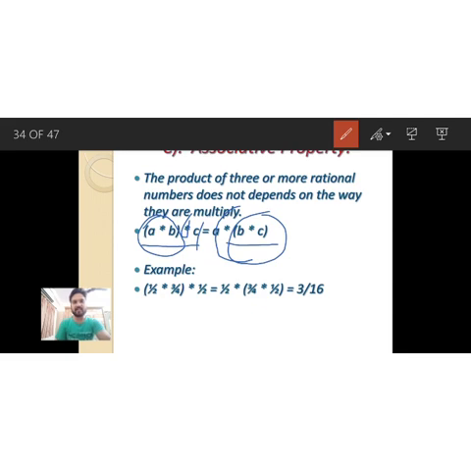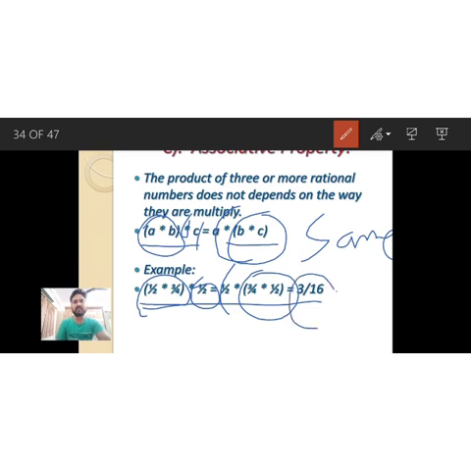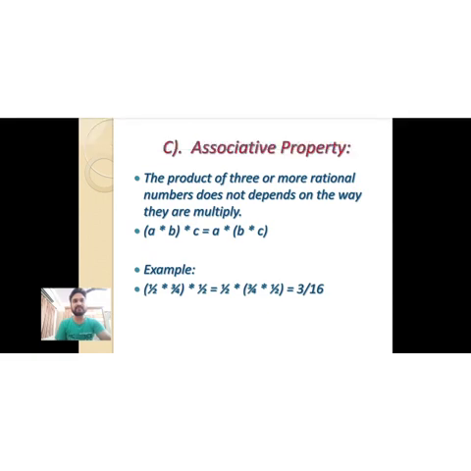we have the same final answer. So here is the example: half multiplied by 3 by 4 into 1 by 2, or half into 3 by 4 multiplied by 1 by 2. In this we multiply a and b first and then c. Here we multiply b and c and then multiply by a. We have the final answer 3 upon 16. There is no change in this.